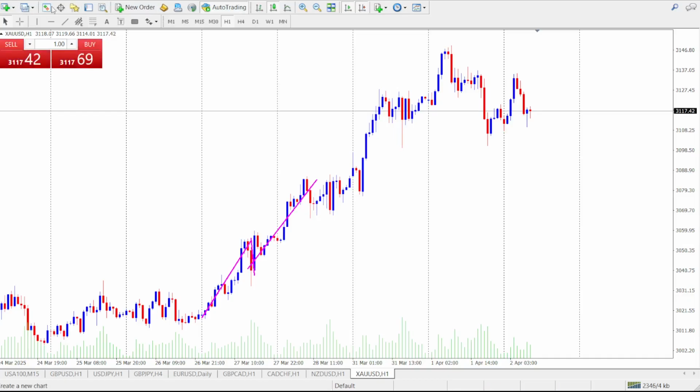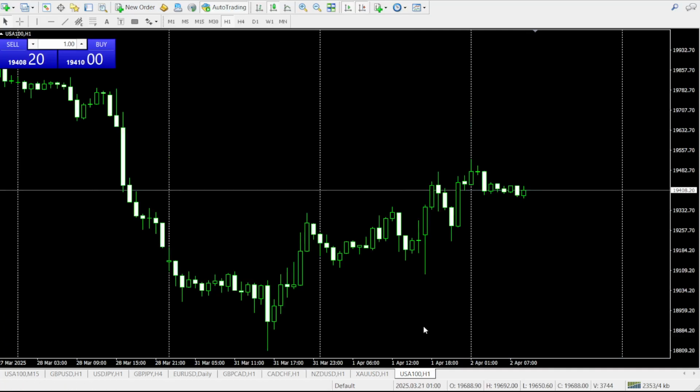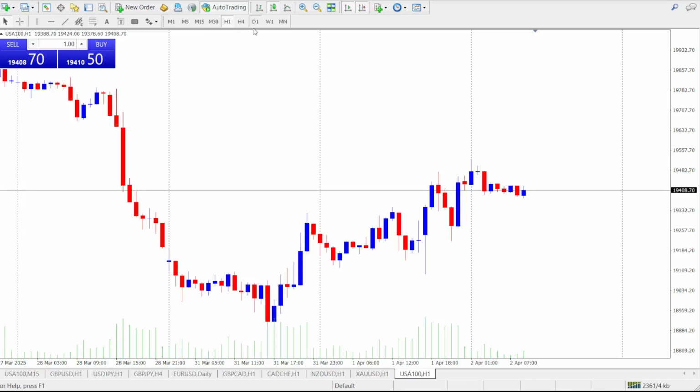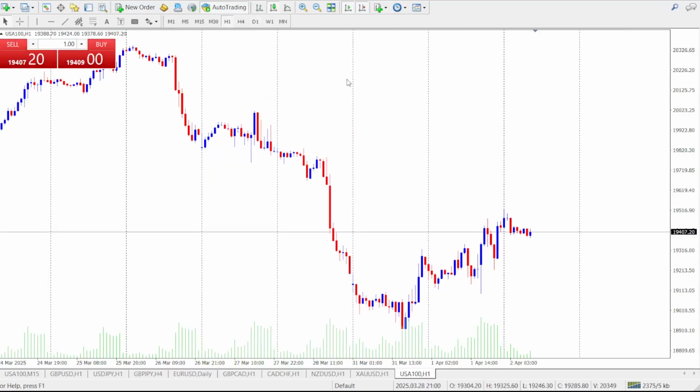Another asset could be stock indices. For example, let's just look at USA 100. Okay, just trying to point out something, right? You can see this is the daily time frame, literally the daily time frame. Can't you call this a straight line? Although there was, of course, significant volatility and all of that. Let's go to 1 hour time frame. Can't you call this a straight line?